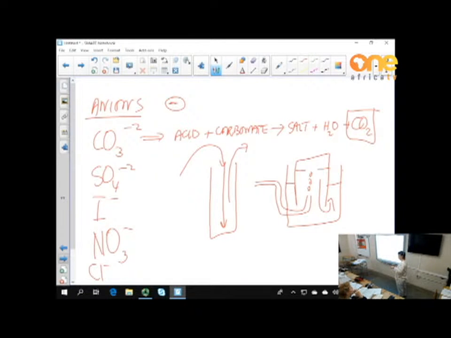Or you can simply, and this is usually how we do it, use a conical flask. You'll put a stopper in it with a tube, and it will deliver the gas directly into clear lime water. You'll bubble it through. If it becomes milky, we've got a carbonate.